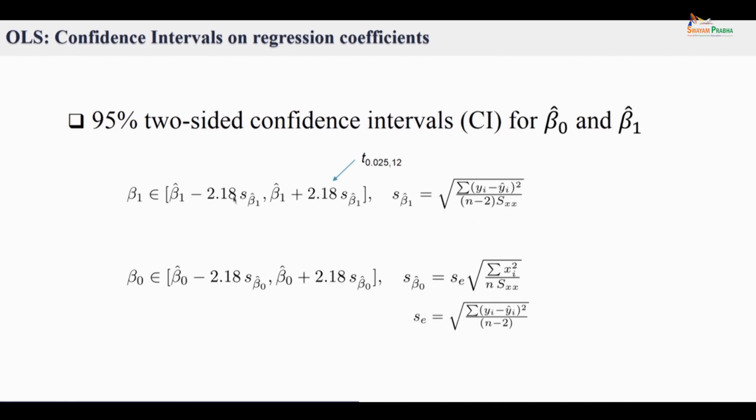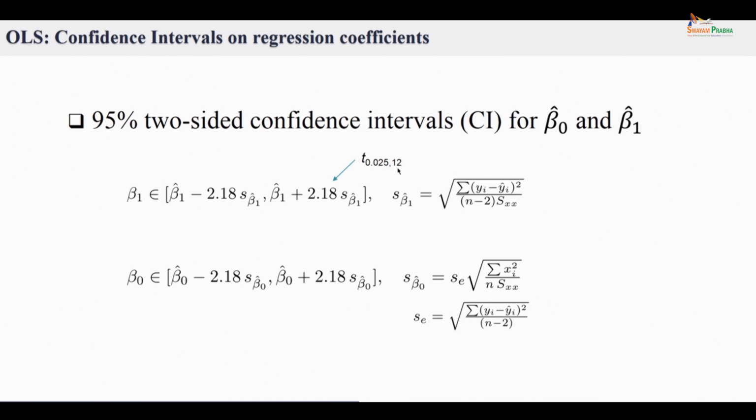The reason why we have 2.18 instead of 2 is because we are no longer obtaining the critical value from the normal distribution, but from the t distribution, because sigma squared is estimated from the data and not known a priori. So, the distribution slightly changes, it is not the normal distribution, but the t distribution, and that is what we have pointed out here. This 2.18 is nothing but the 2.5% upper critical value with 12 degrees of freedom.